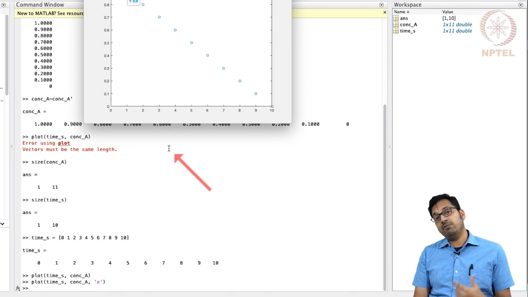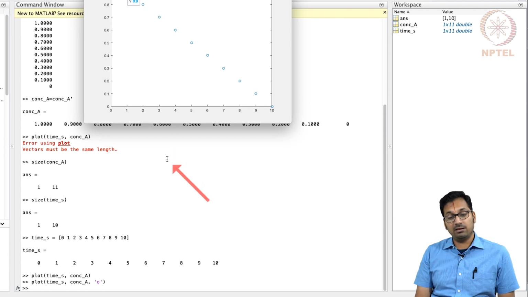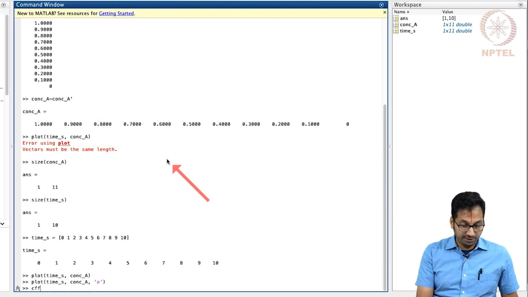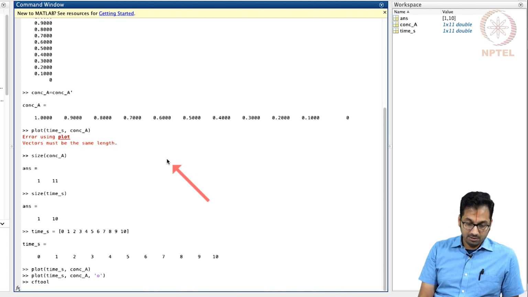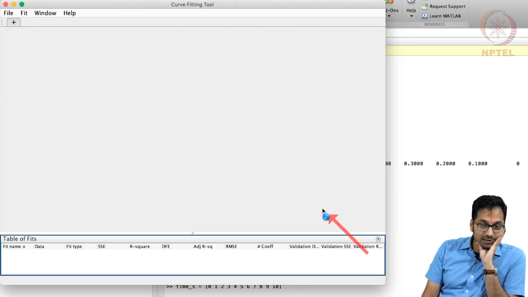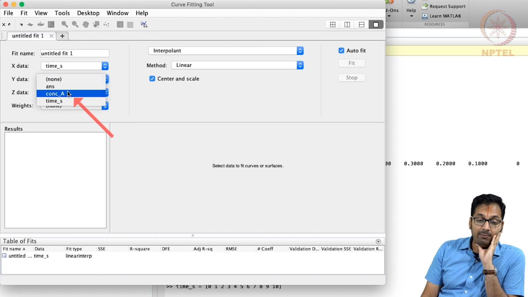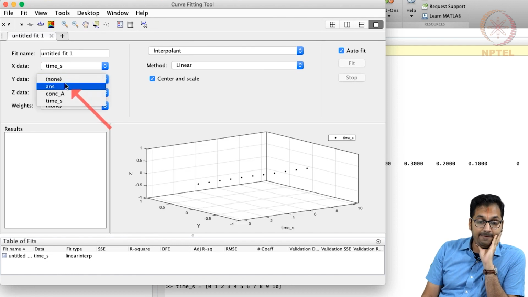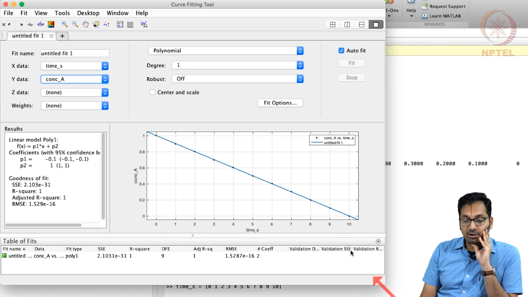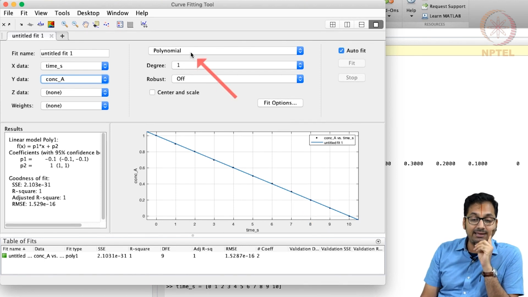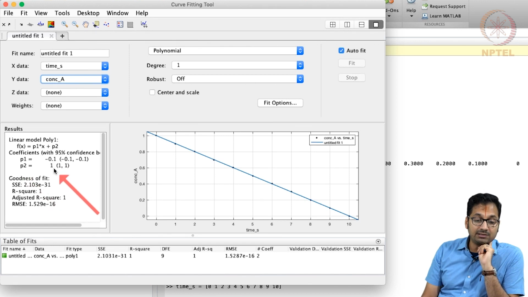The same way we ended up fitting in Excel, you can use a tool called the curve fitting tool. If you call this module, it is going to come up with a dialog box that looks like this, where you can say my x axis is time, while my y axis is concentration of A. Even before we say anything, it fitted it to a polynomial, p1 times x plus p2, where p1 is the slope that comes as minus 0.1 and the intercept comes as 1.